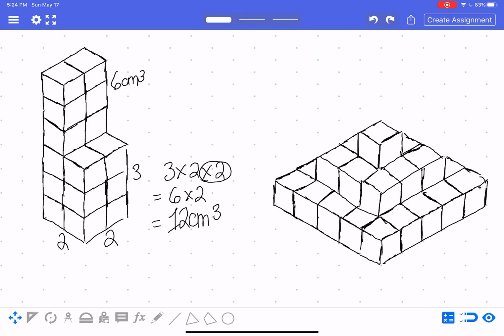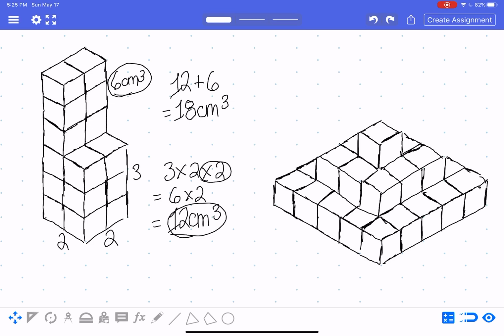Now that's the bottom, right? And I can take that 12 centimeters cubed and add the 6 from the top, right? So there's 12 centimeters cubed, and we're going to add the 6 from the top. And altogether we have 18 centimeters cubed, okay?